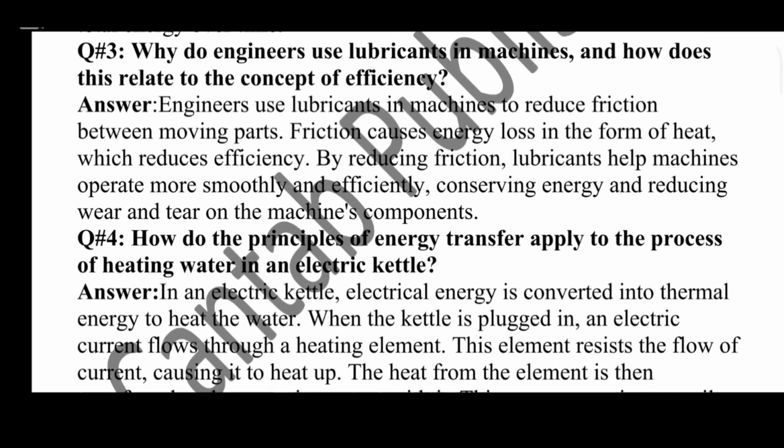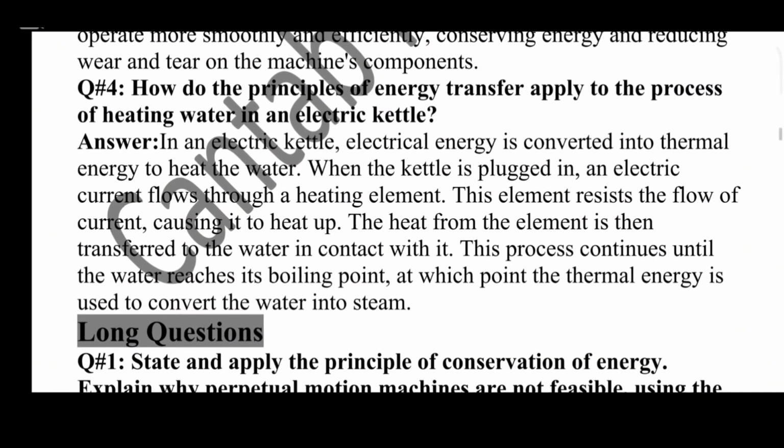Question number 3. Why do engineers use lubricants in machines and how does this relate to the concept of efficiency? Its answer is, engineers use lubricants in machines to reduce friction between moving parts. Friction causes energy loss in the form of heat, which reduces efficiency. By reducing friction, lubricants help machines operate more smoothly and efficiently, conserving energy and reducing wear and tear on the machine's components.